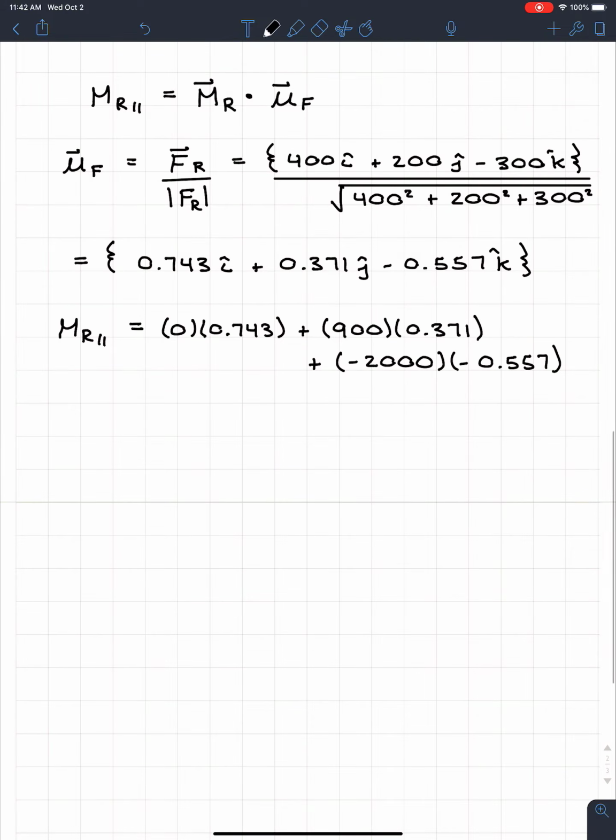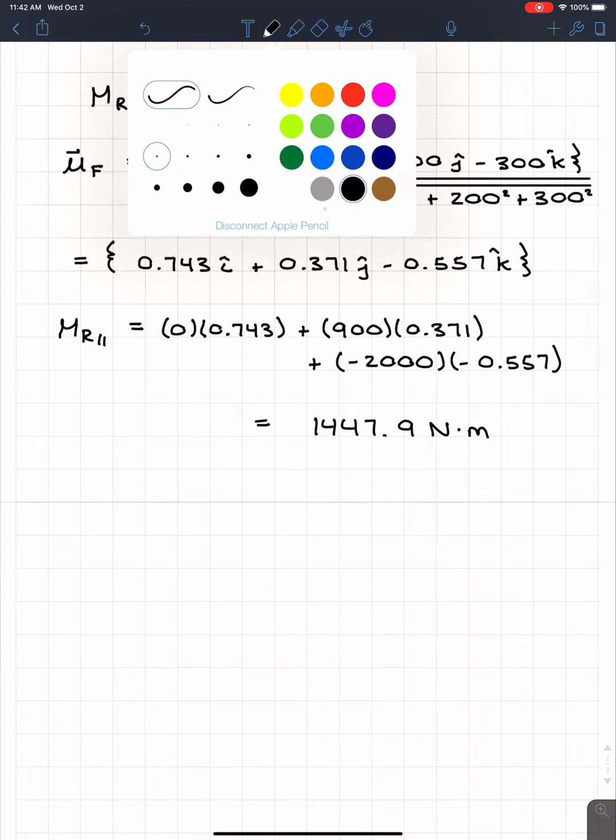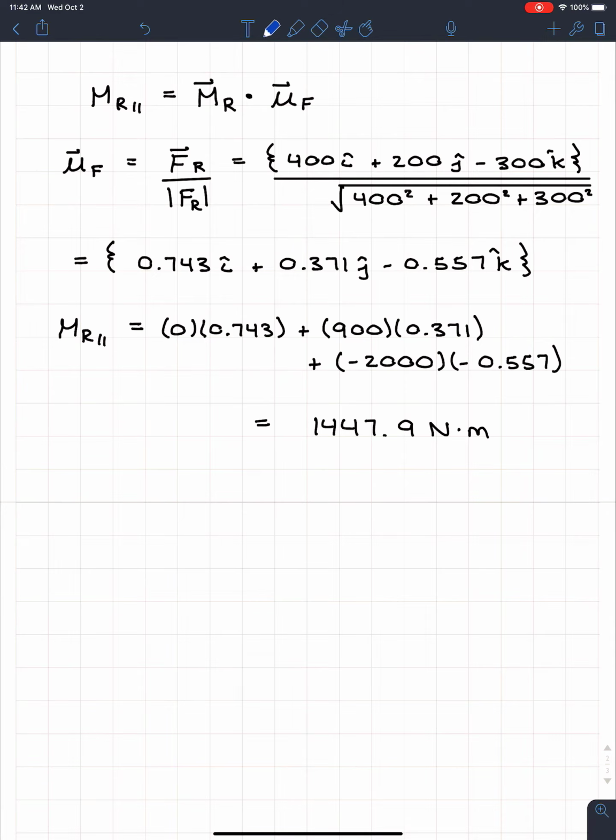And if I do all that math, I'm going to get right here that the component of it is going to be 1447.9 newton meters. So what does that mean real quick? So let's just draw out our scenario yet again, because this is really the best way to understand it, is just drawing it out.